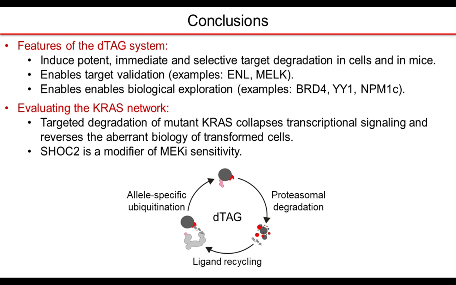mutant KRAS and how targeted degradation of mutant KRAS, particularly the G12V mutation, can collapse both oncogenic signaling as well as transcription upon acute loss of KRAS, and this is able to lead to the reversal of the aberrant biology of these mutant KRAS expressing cells.